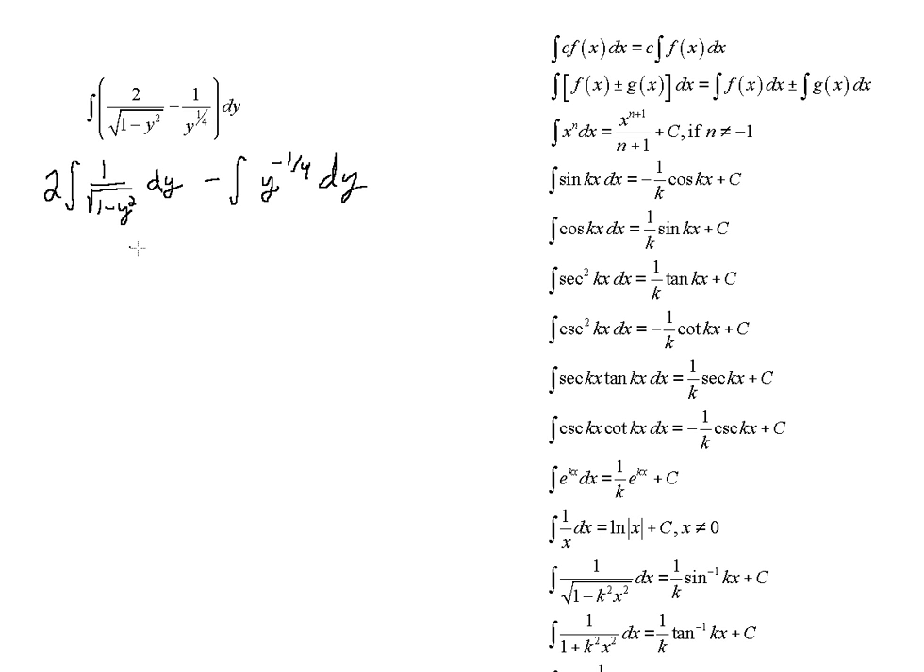You can use this formula down here for this first part, but really you should just ask yourself, the constant is going to stay there, but what function's derivative is 1 over the square root of 1 minus y squared? If you know your derivative formulas, you would know that that's the inverse sine of y, because the derivative of the inverse sine of y is 1 over square root of 1 minus y squared.